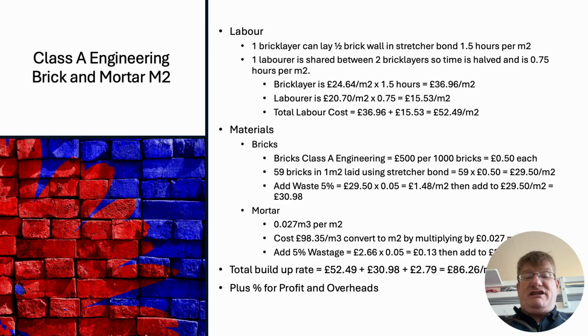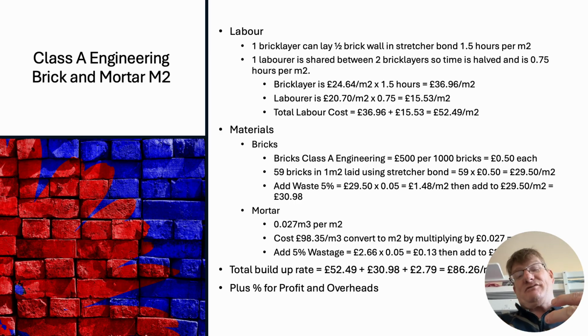One labourer is shared between two bricklayers, and therefore is going to be half the hourly, not the hourly rate, but how long it takes to lay a metre squared of bricks. So if it takes one bricklayer 1.5, it's going to take half a labourer 0.75. So you're just halving that, basically. You're dividing the 1.5 by 2. And then that's all you do.